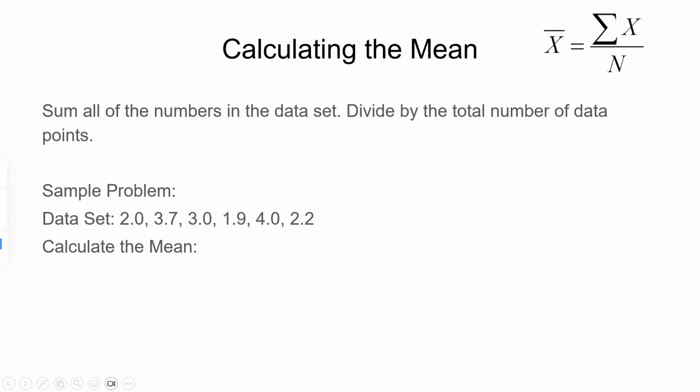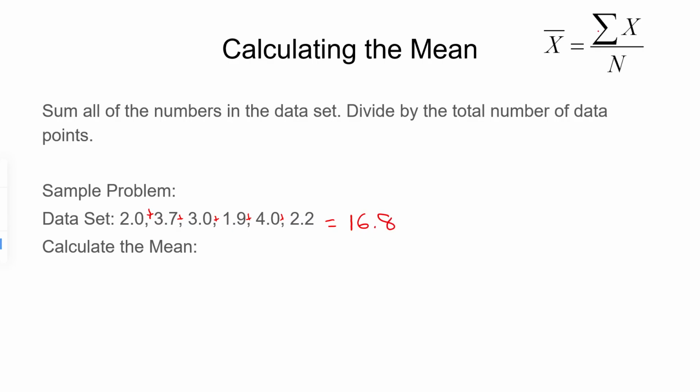So here's a sample problem where we're going to sum all the numbers in the data set and then divide by the total number of data points. So here's our data set. So basically what we're going to do is we're just going to add all of these together. And when we do that, put this in my calculator, 2 plus 3.7 plus 3 plus 1.9 plus 4 plus 2.2, we get 16.8.